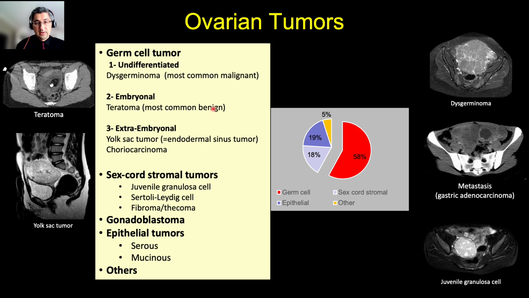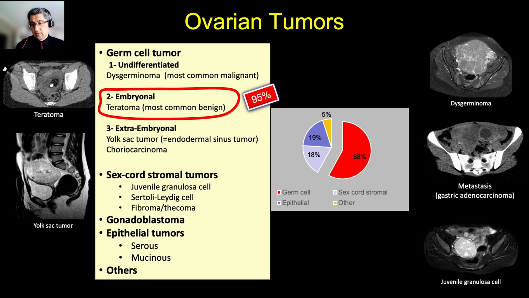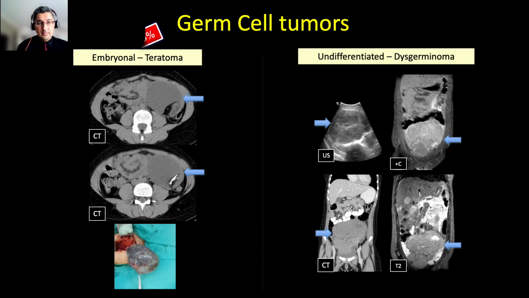Is most commonly mature cystic teratomas. So germ cell tumors are most common, and among the germ cell tumors, 95% is mature cystic teratoma. So almost all of them. And just to give you an example, embryonal tumors, teratoma, are typical.